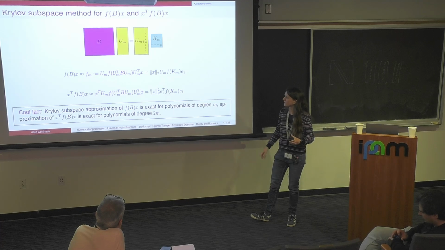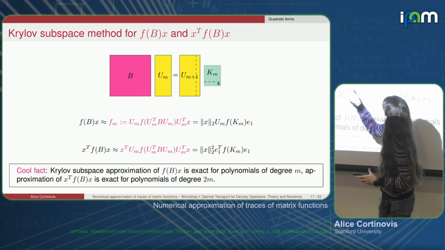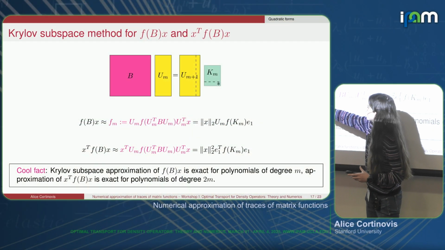And for quadratic forms, it's basically the same thing. This thing is really just this one where I multiplied x transpose to the left.